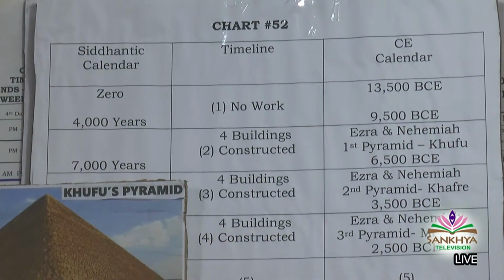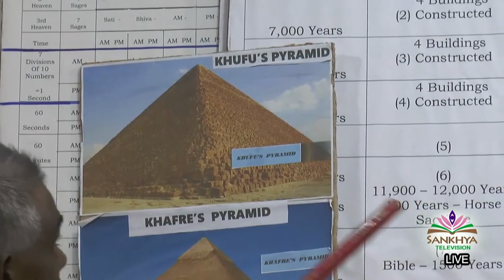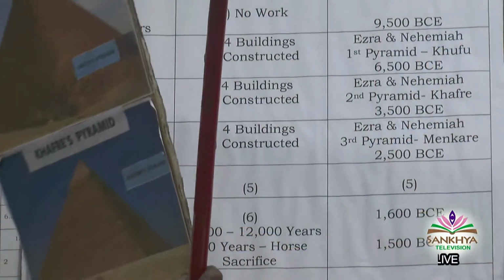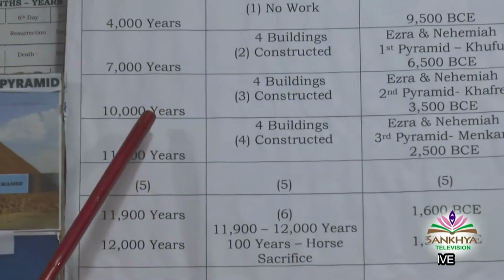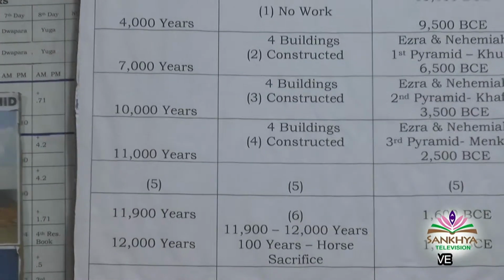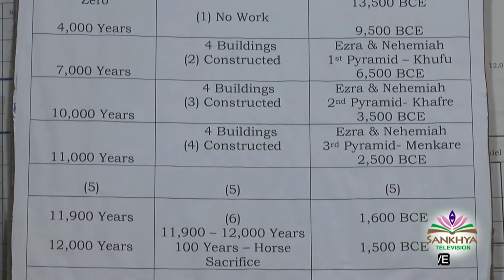Now, this is picture of the 3 pyramids. So this one is making reference to Khufu's pyramid. Okay? Now 3. 7,000 to 10,000 years. Okay? All right. We're looking at that.